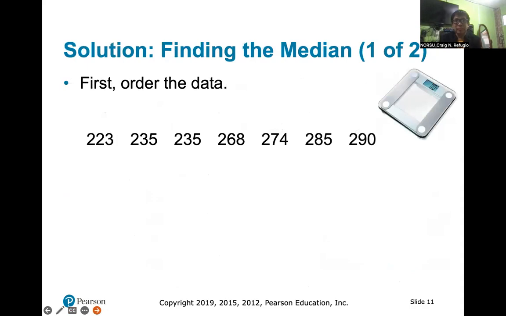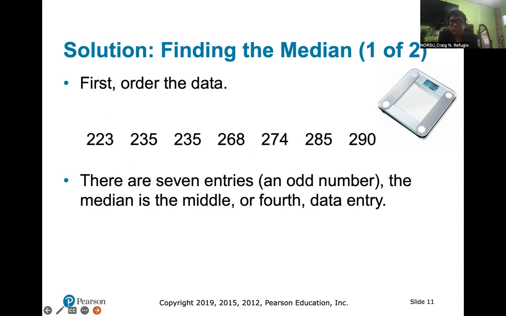So first, order the data. You are going to see to it that the data are ordered from lowest up to the highest one. So we have 223, 235, 235, 268, 274, 285, 290. And count the total number of entries, or the total number of data. So we have 1, 2, 3, 4, 5, 6, 7. So we have an odd number of entries there. And according to the statement earlier, the median is equivalent to the middle item. So there are 7 entries, an odd number. So the median is the middle, or the 4th data entry.